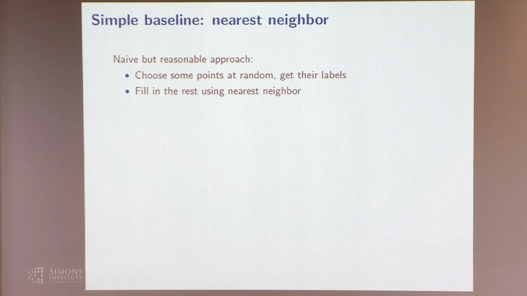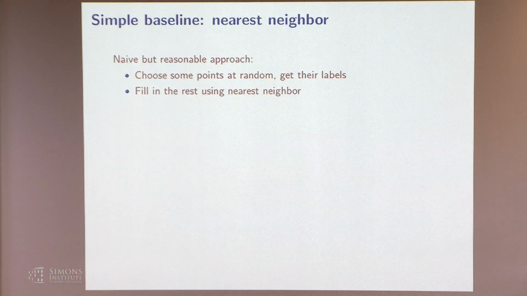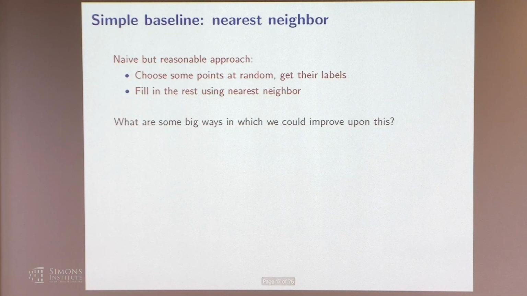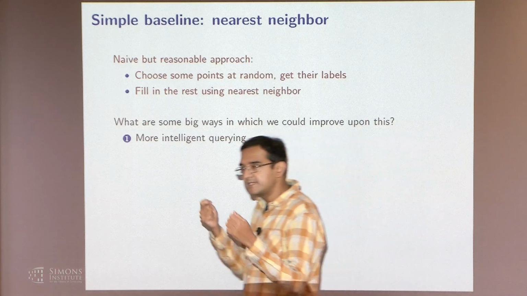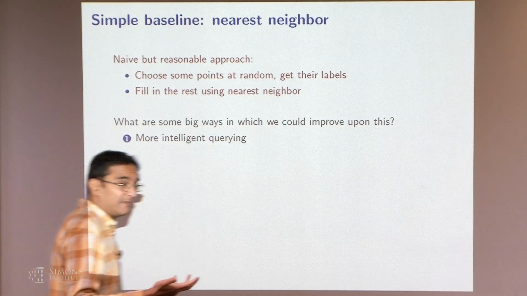Okay, so you get labels for 1,000 points. You actually have 1,000,000 minus 1,000 remaining unlabeled points, and for each of them, you look at its nearest neighbor amongst those 1,000, and you fill in the labels. Okay? That's fairly reasonable. Okay, what's wrong? Okay, so how can we improve upon this? The first is to do more intelligent querying. Instead of picking 1,000 of those points at random, you could maybe pick 1,000 of them that are spread out in some way.